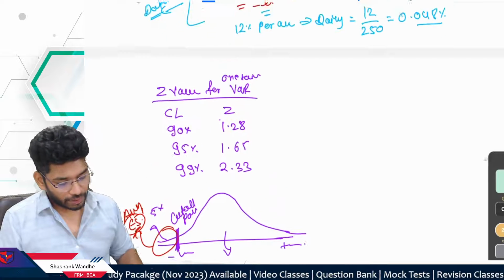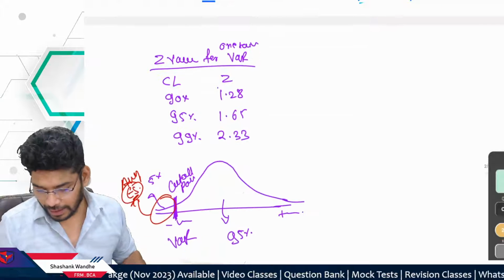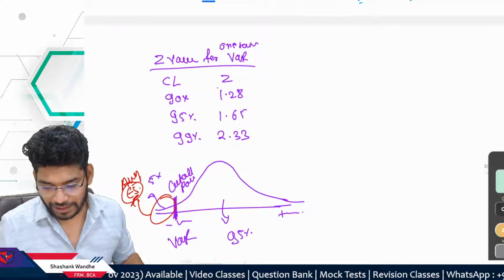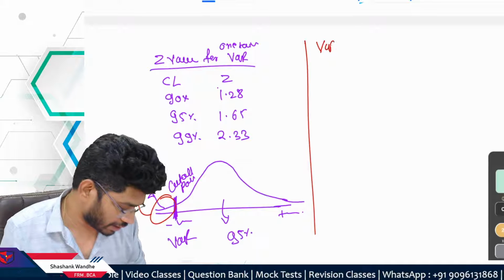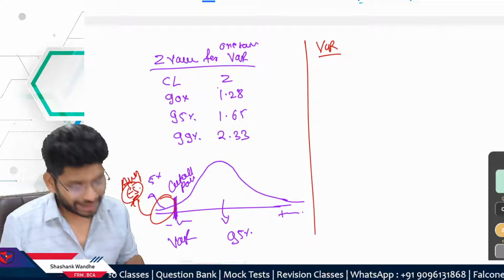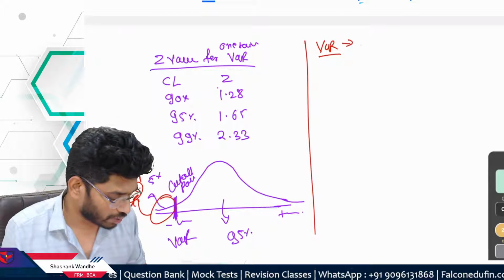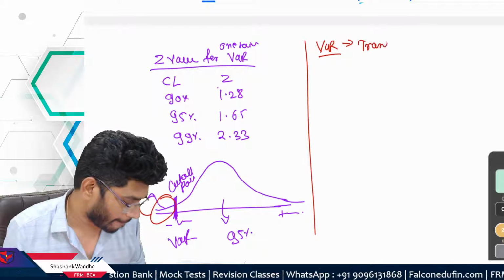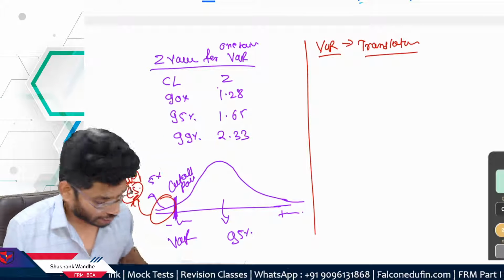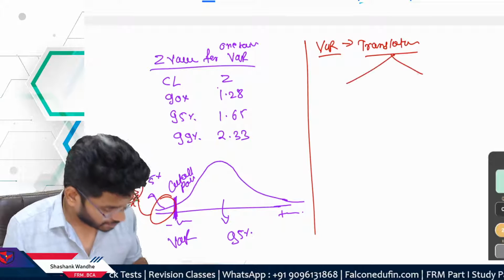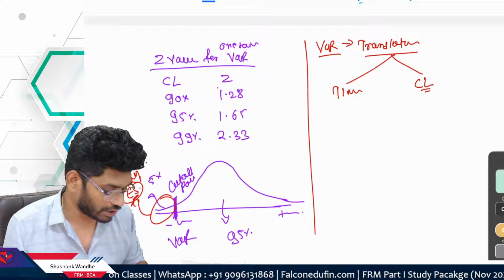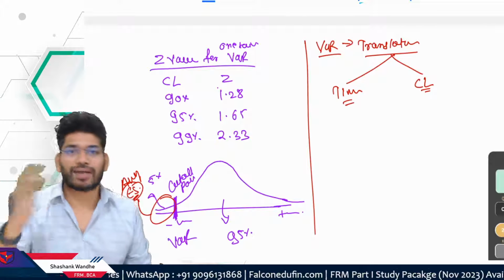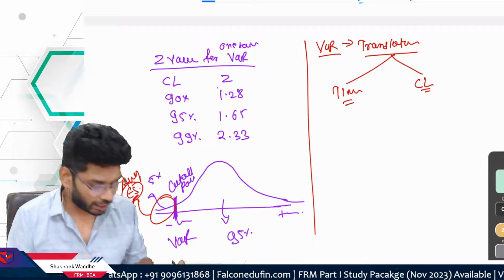Okay. So this is the parametric approach. Once you have your value at risk, then comes the concept which is known as translation. In translation, we have two types. One is the time translation, then we have the confidence level translation, and in the exam you can get a combined time and confidence translation question.